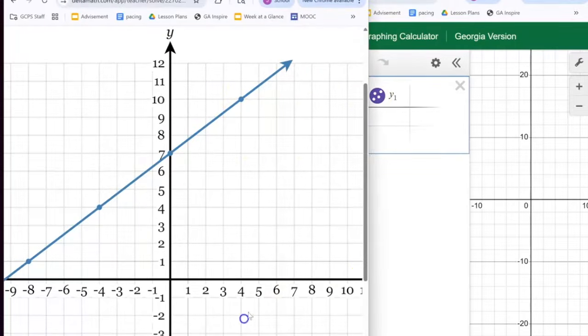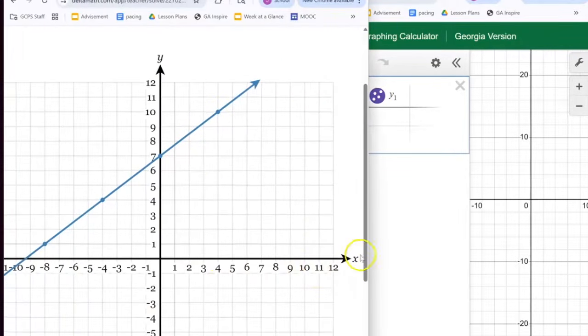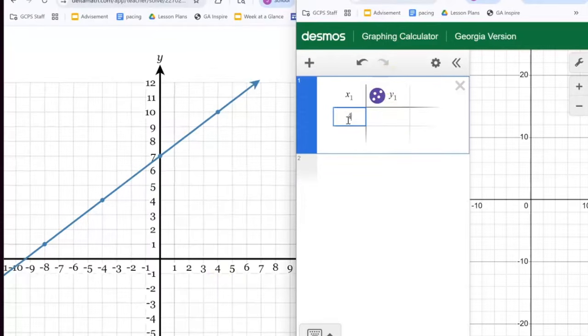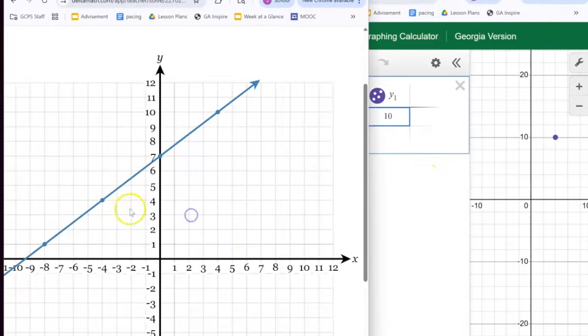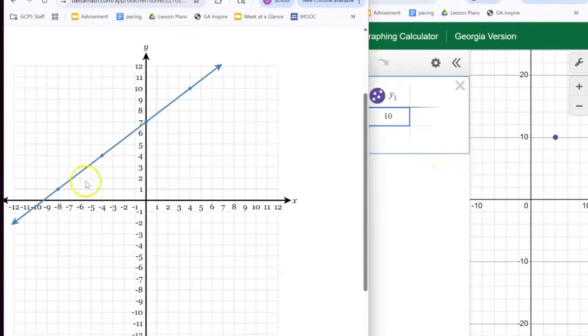So I look at the X because this says X. So I look at the X, this number is 4. So I come and put 4. I look at the Y for that number, it's 10. Y is 10, I put 10. That is 1 point. I need 2 of them. So again, Delta Math gives it to you. However, on the test, it will not.